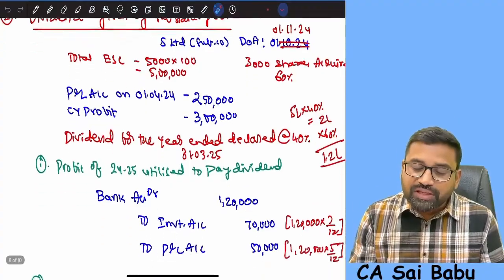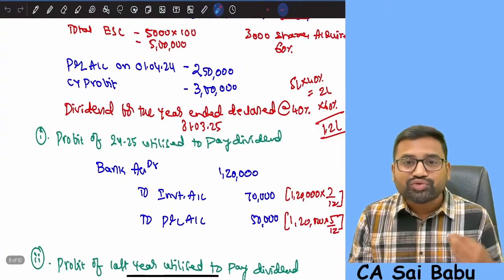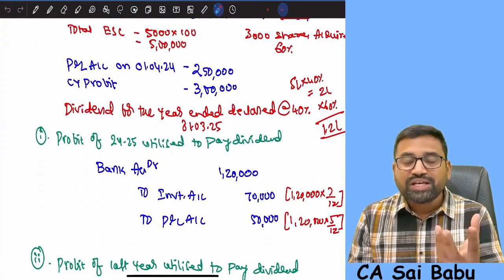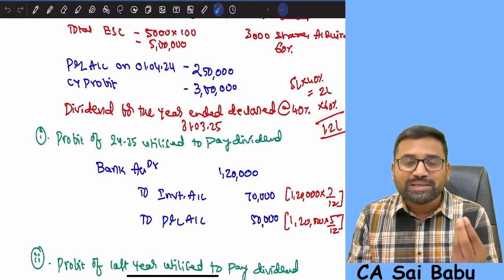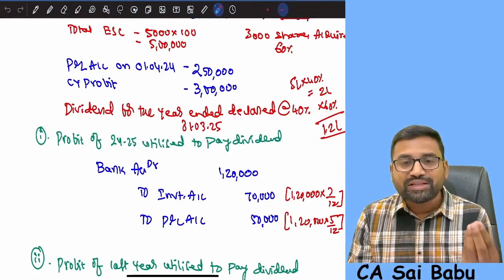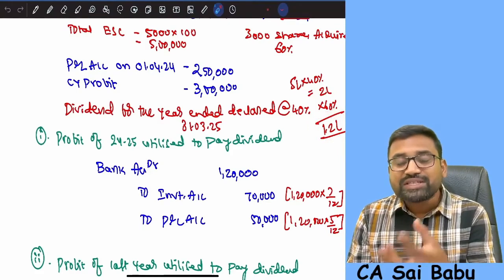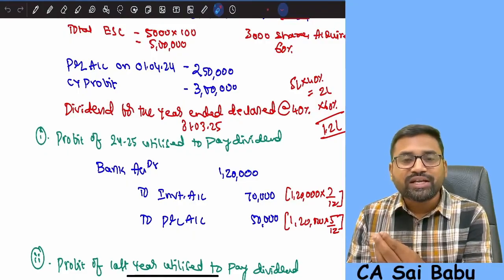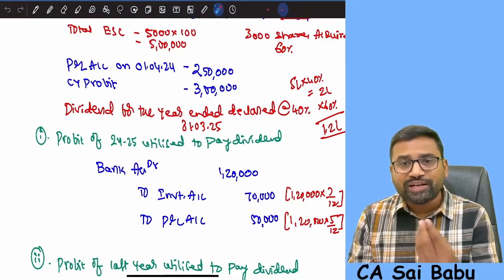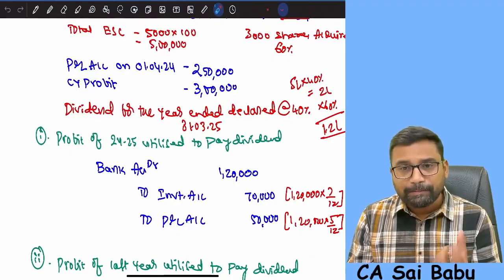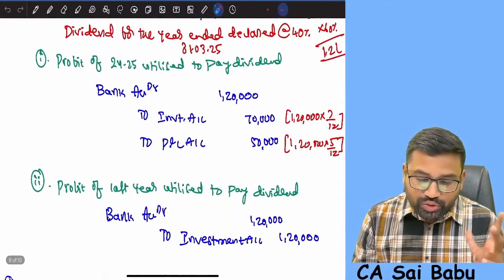Very simple. This 1.2 lakhs came from which source? Is it pre or post? If this 1.2 lakhs is given by the subsidiary company from pre-acquisition profits, then adjust it to the cost of investment. If it is given from post-acquisition profits, then it is transferred to the P&L account, credited to the P&L account like normal revenue income. Suppose here, two cases I have assumed.